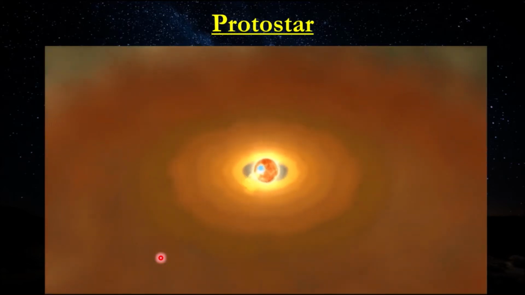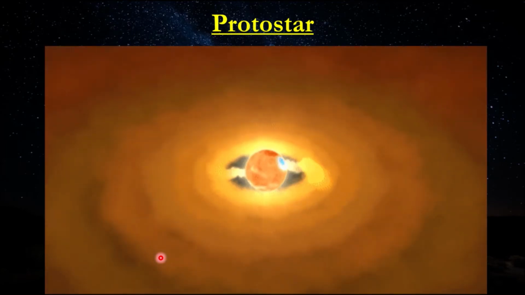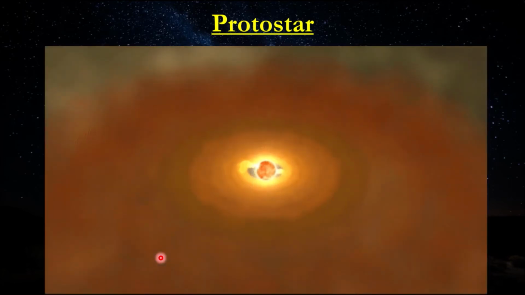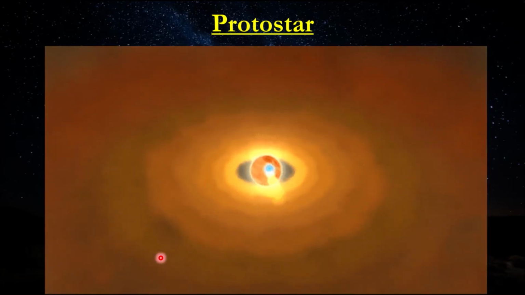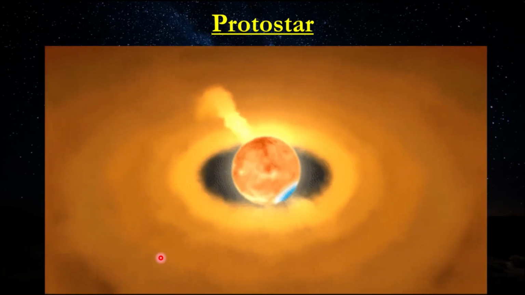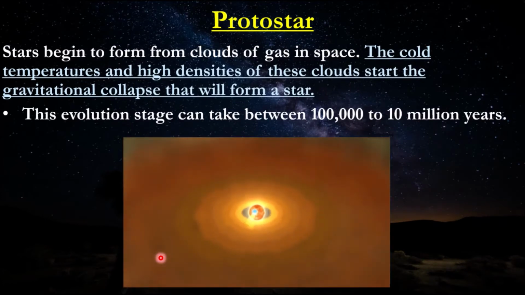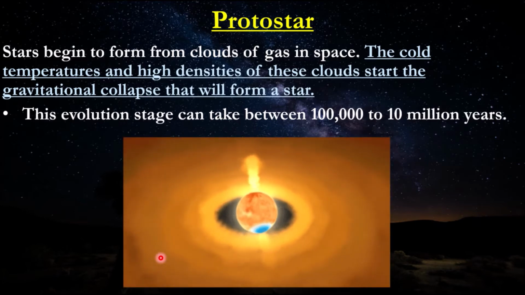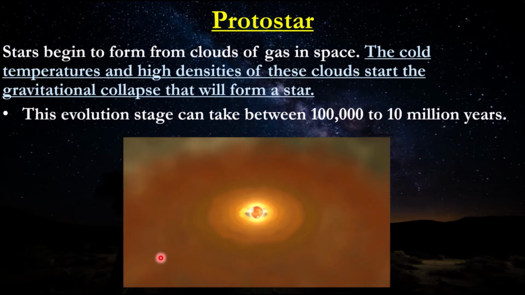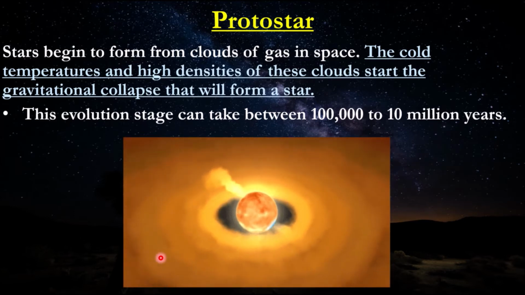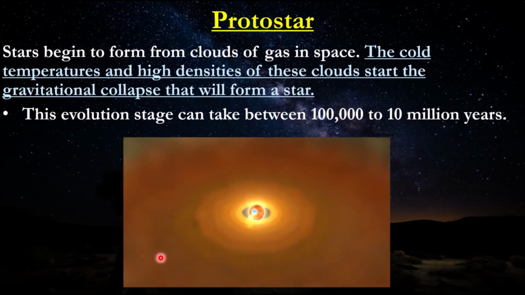We have the protostar, which is the second stage of the star's life. You could say this is the stage where the star is actually beginning to form into what we now see as an actual star, as you can see with the formation in this animation here. So stars begin to form from clouds of gas in space. That's our nebula. The cold temperatures and high densities of these clouds begin to increase the gravitational pull towards a specific center point. And then we have what we call a gravitational collapse that begins to form the protostar.